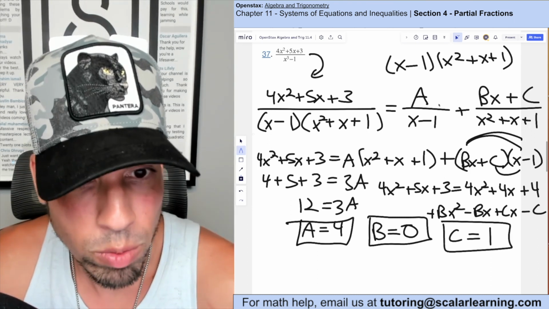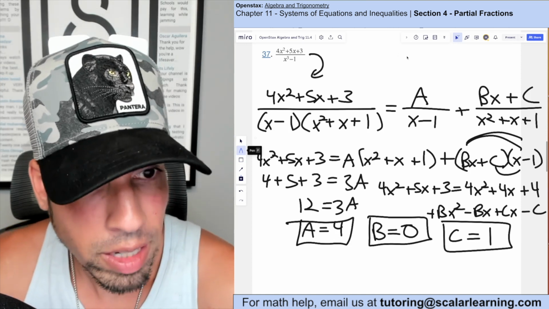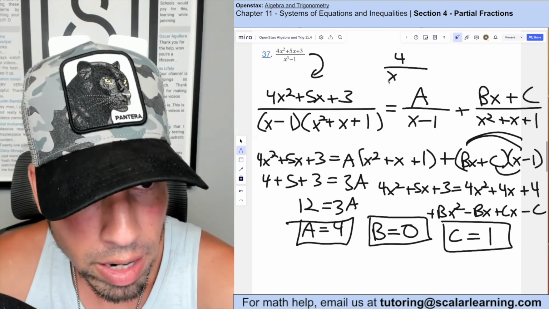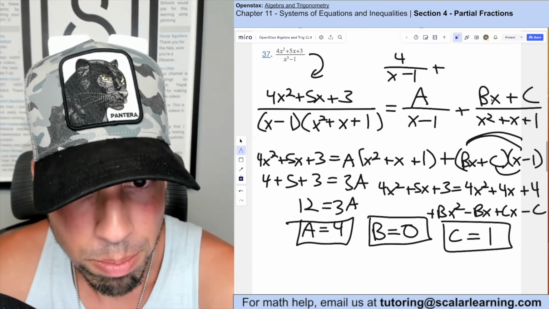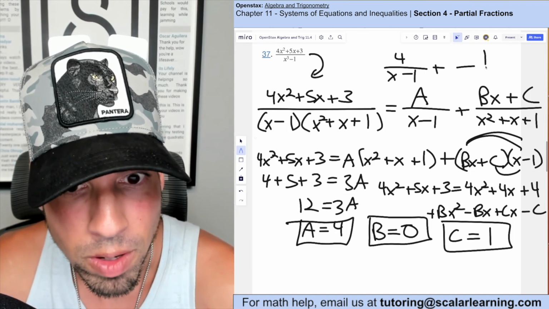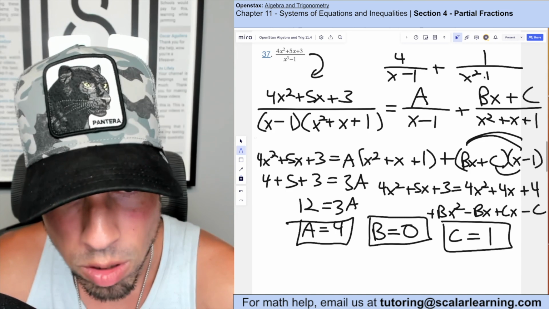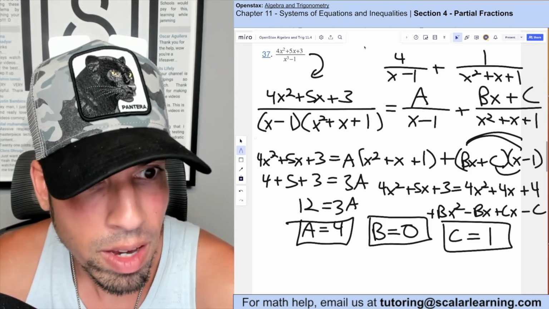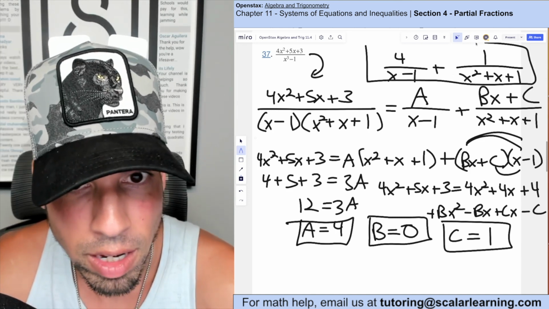Great. Now we can rewrite this by plugging and chugging. A is 4, so we got 4 over x minus 1, plus b, which is 0, so 0 times x is 0, plus c, which is 1, and then over that quadratic, x squared plus x plus 1. And there is your final answer.